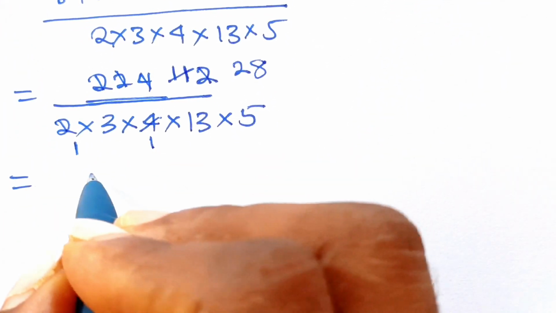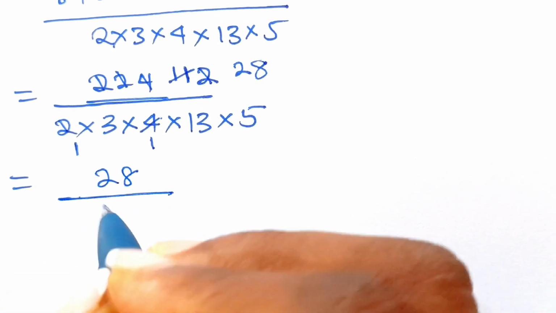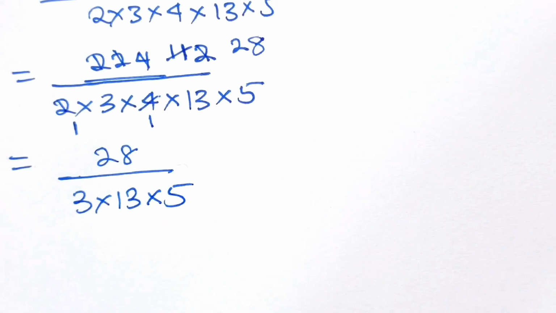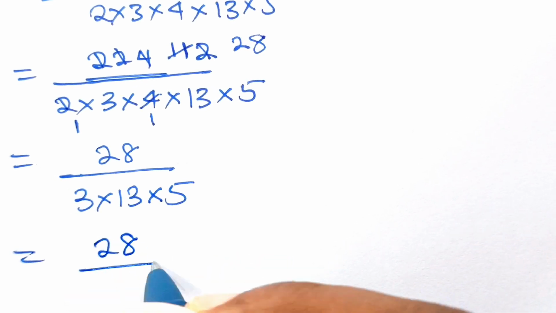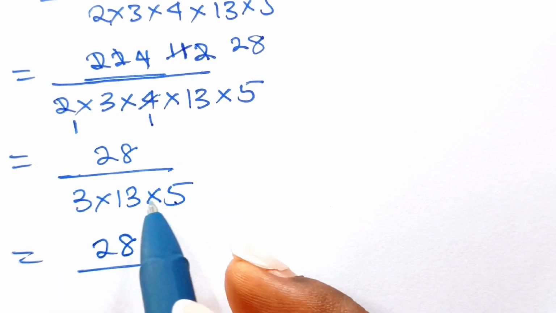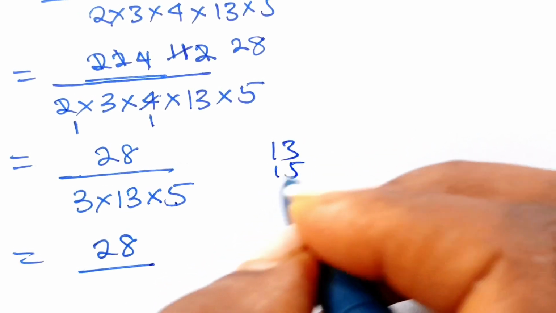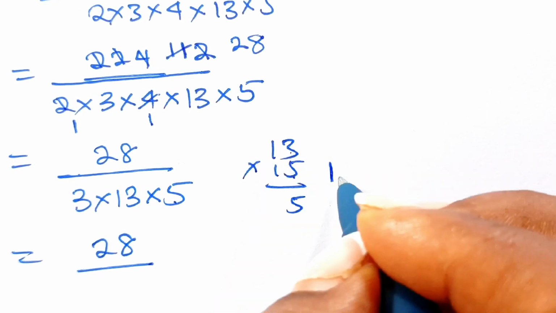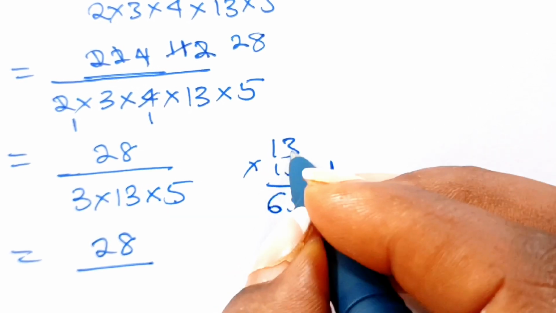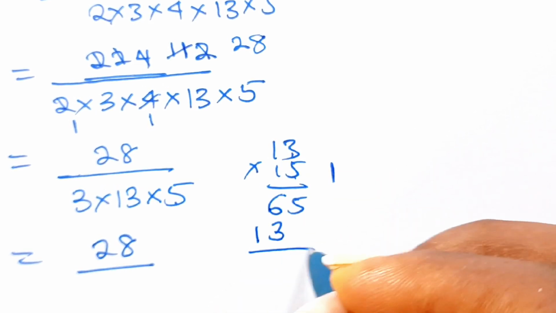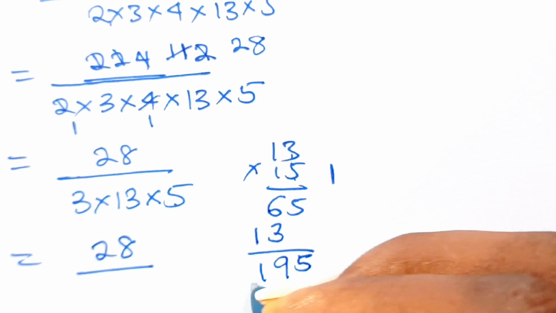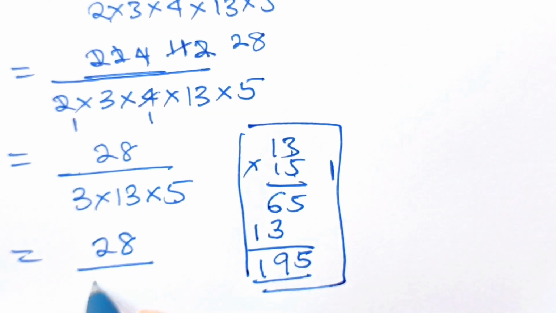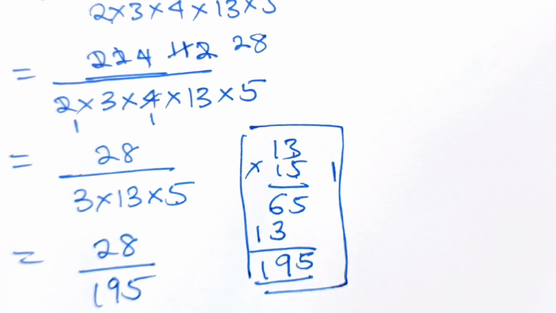All right, so what we have now is 28 over 3 multiplied by 5 multiplied by 13. So this is equal to 28 divided by 3 times 5, which is 15, so we have 13 times 15. Now 5 times 3 is 15, carry 1. 5 times 1 is 5, plus 1 is 6. 1 times 3 is 3, 1 times 1 is 1. If we add, we have 195. So it means that this will give us 28 divided by 195.